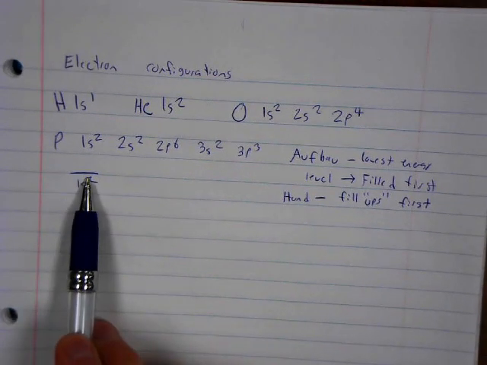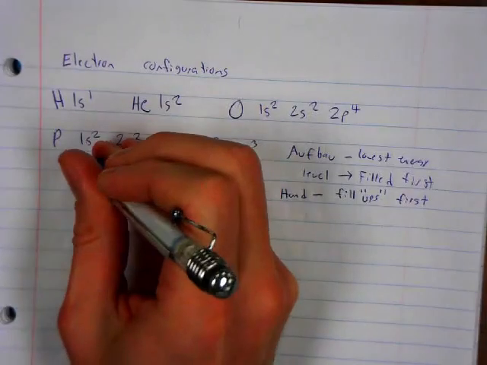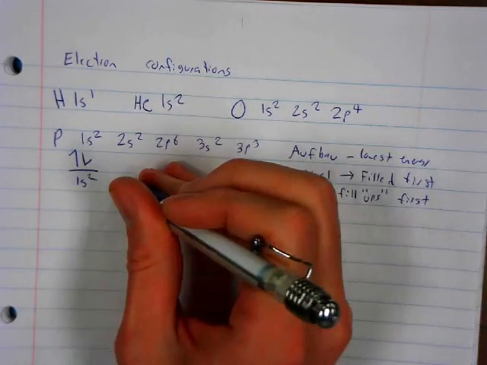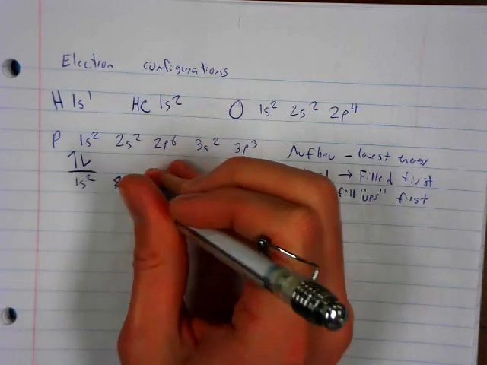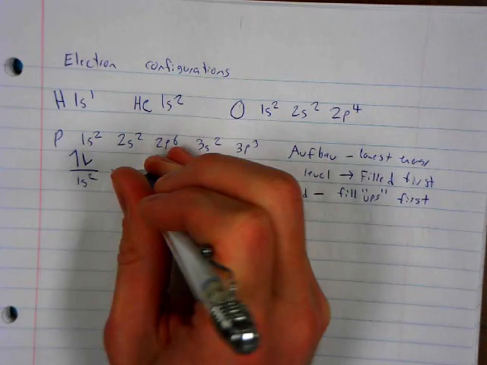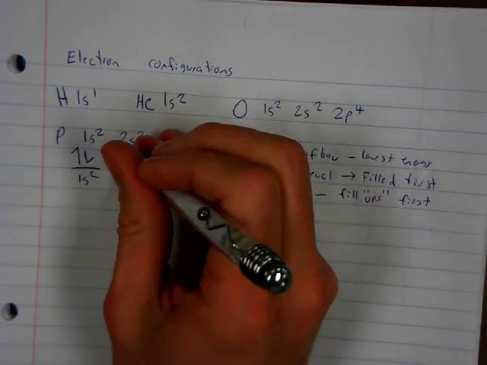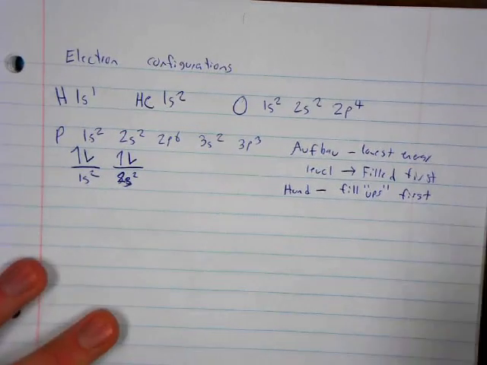So my 1s2 orbital can hold how many electrons? 2. So the first one's going to go up, the second one's going to go down. My 2s2 orbital can hold how many electrons? 2. So 1 up, 1 down.